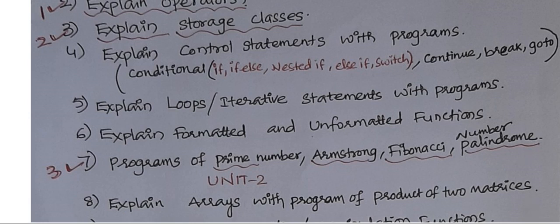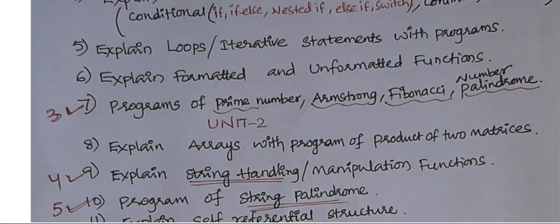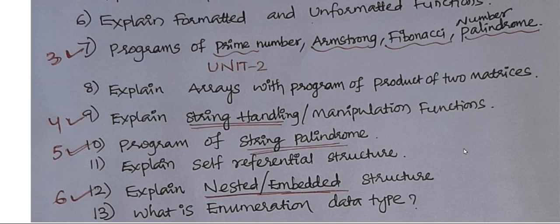Okay. Next, you have to prepare programs of prime number, range of prime numbers, and to check whether a given number is prime number or not. Next, Armstrong number program. These are the programs: prime number program, Armstrong number program, Fibonacci series, generation of Fibonacci numbers program.